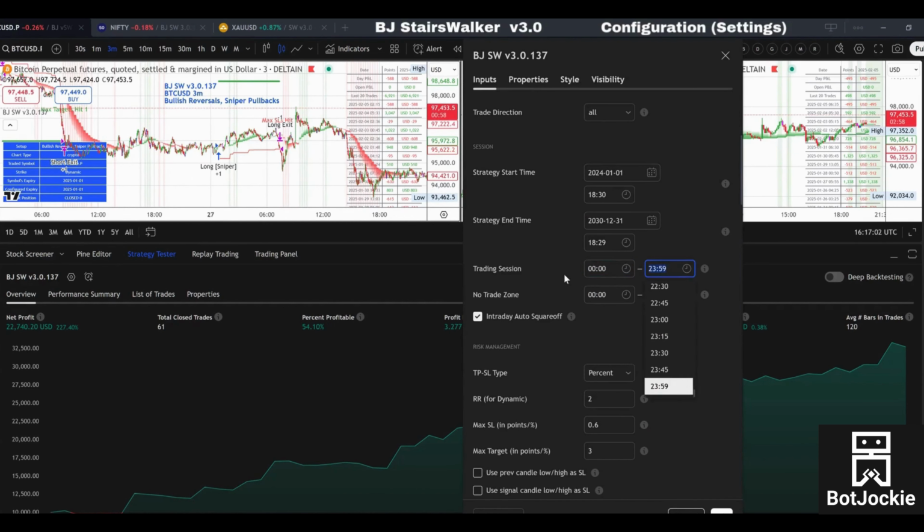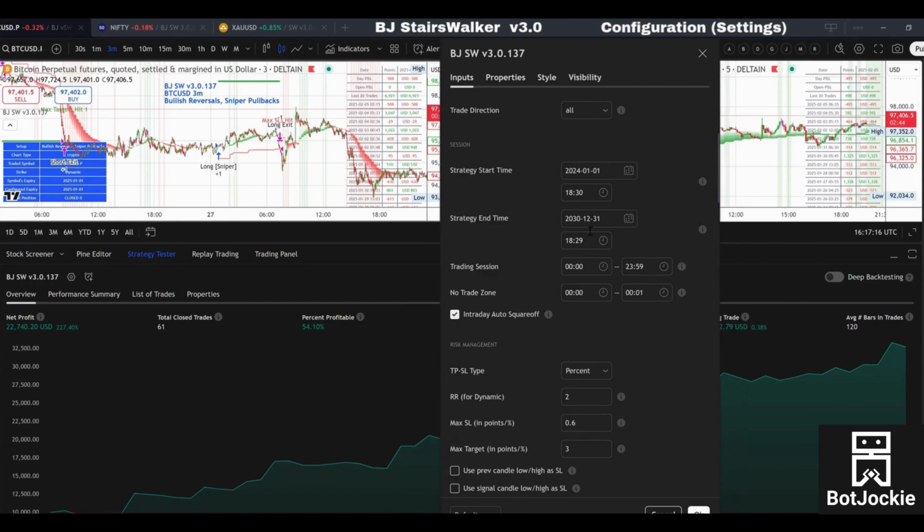And also we have a no trade zone in case you don't want to follow any entry signals between certain periods of time during the trading session of that instrument. You can configure a no trade zone, and then you can configure whether you want to auto square off at the end of this trading session or you want to carry forward your position. So this checkbox is for that purpose.